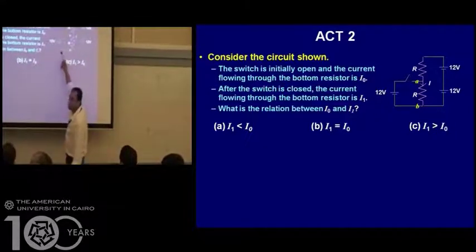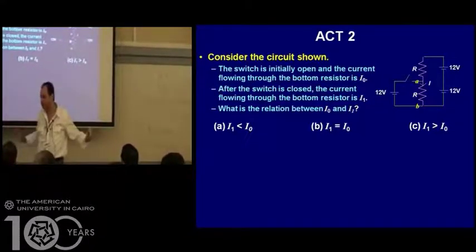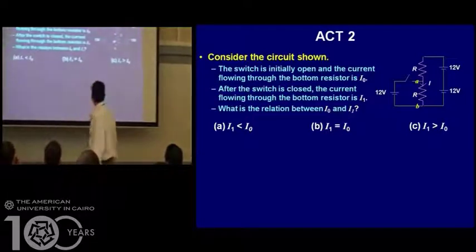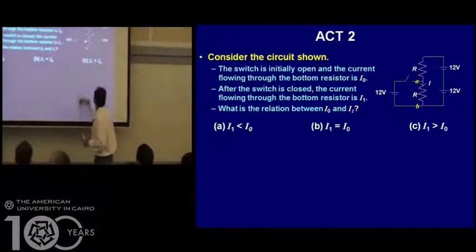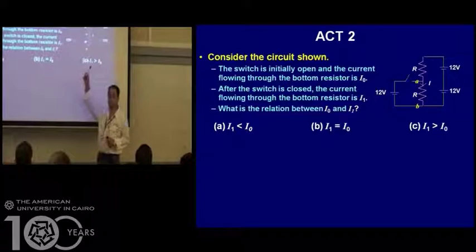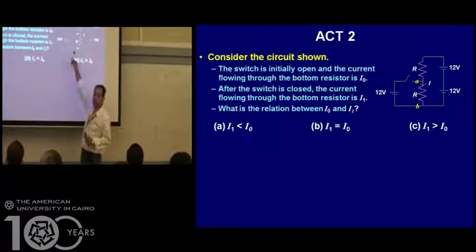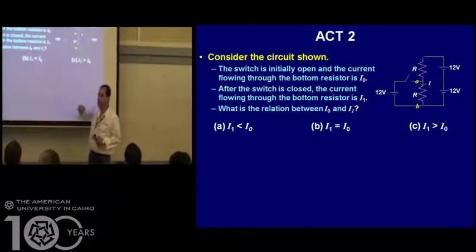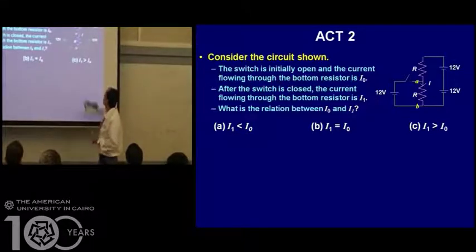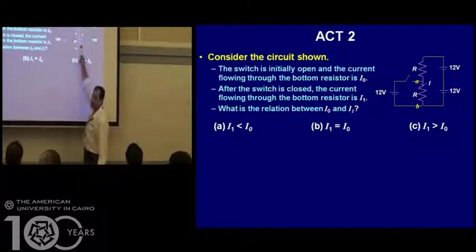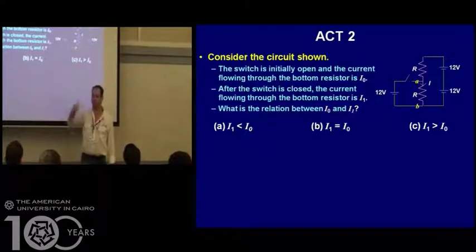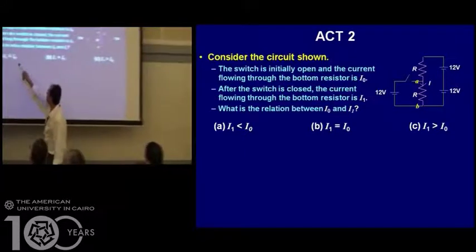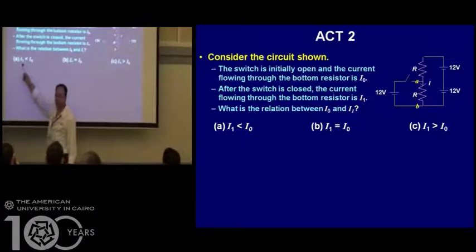The switch being open means that that battery is not part of the circuit. It does not do anything to the circuit. Then after a while you switch that switch on. And I ask you what will be the current in that resistor before and after I switch that switch on. Before, I call it I0. After, I'm going to call it I1.